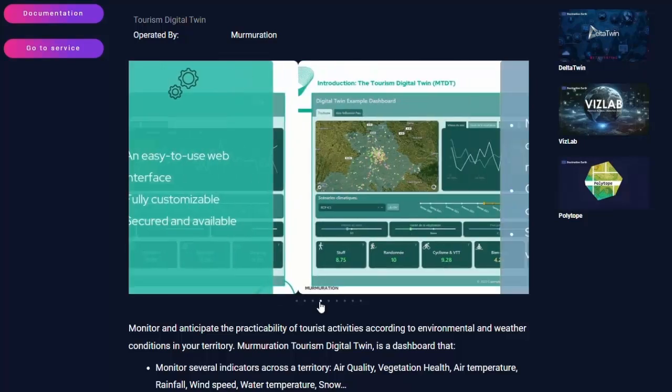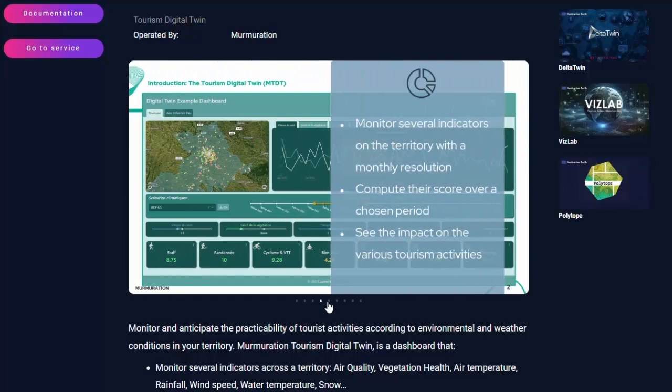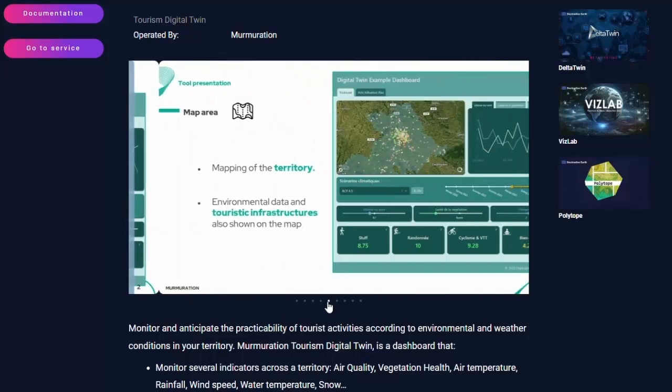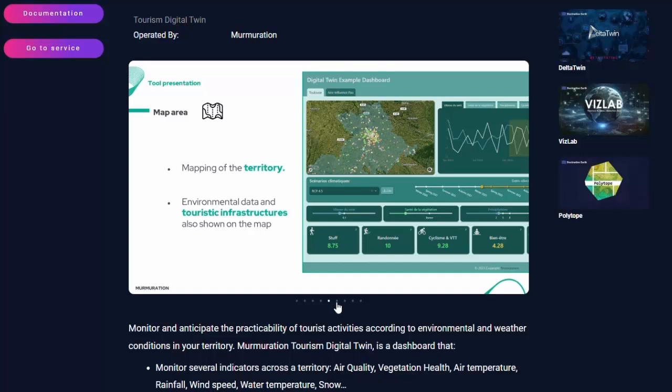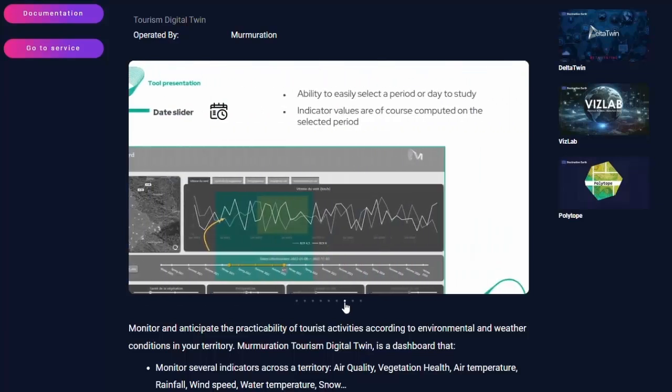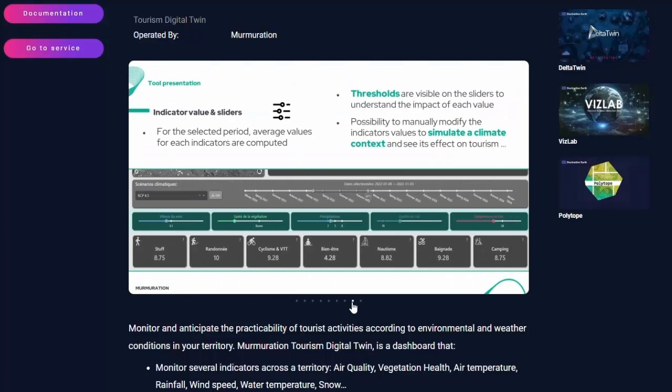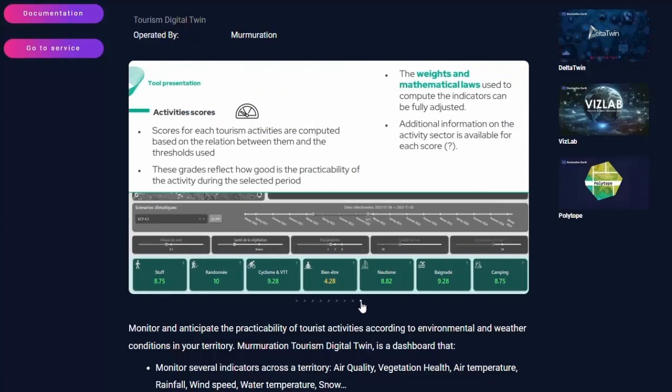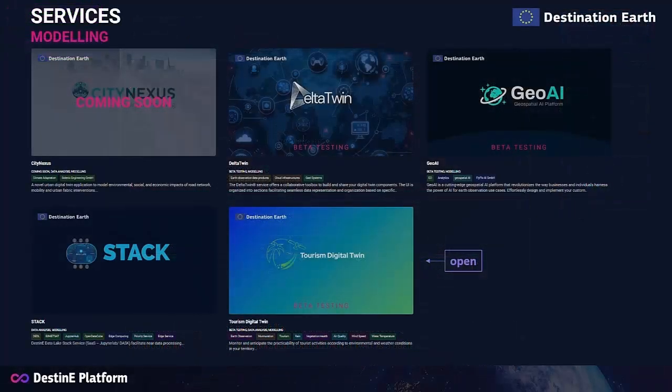Through this service, users are able to monitor and anticipate the practicability of tourist activities according to environmental and weather conditions in a given territory. The service dashboard monitors several indicators across the territory like air quality, vegetation health, air temperature, rainfall, wind speed, etc. So users are able to calculate the compatibility between these indicators and the practice of tourism activities over a chosen period.